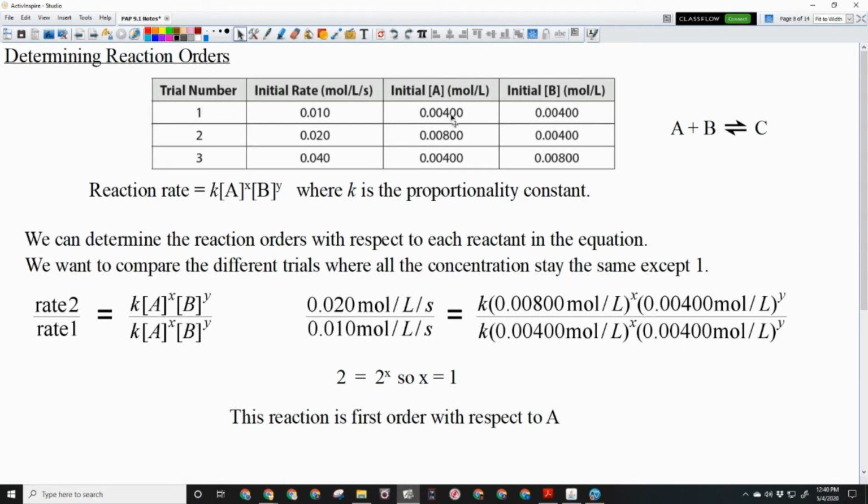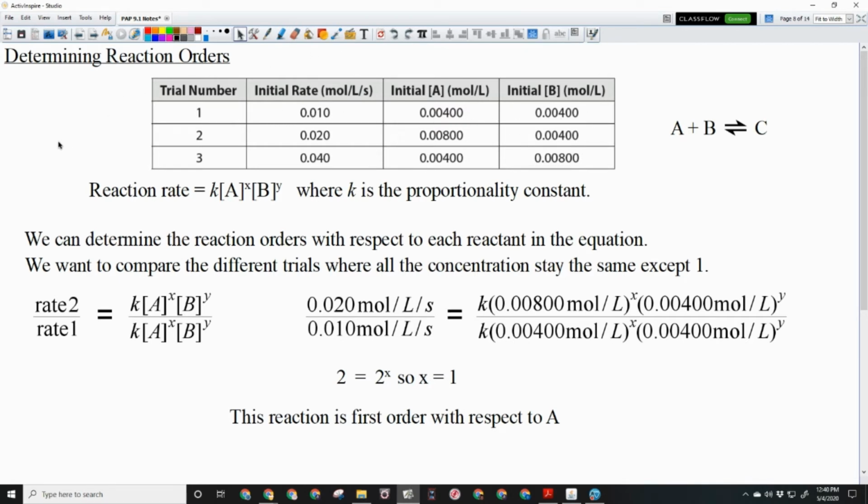What we're going to do on trial 1 is have both of the concentrations of A and B the same. So we have 0.0040 moles per liter of A and the same concentration of B. Okay, we're going to put them together for a certain amount of time, and then we're going to measure the rate at which these react. Okay, so that's going to be trial number 1.